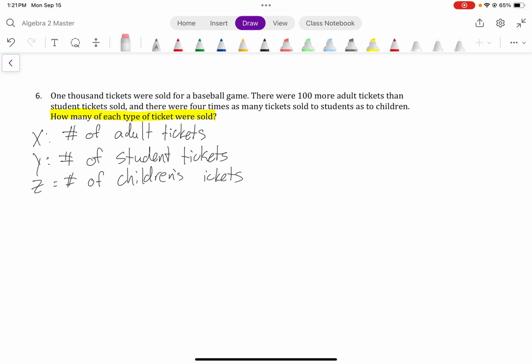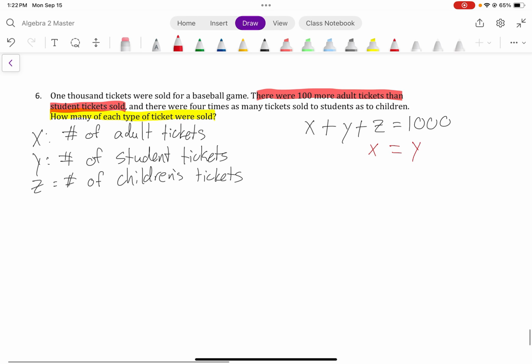All right, so all that I really need that for is to make sure that I get my equation set up correctly and then can label my answer. So right away it told us that we had 1,000 tickets sold. So if I add up all 3 of these amounts, it should equal 1,000. This second sentence right here starts off with there were 100 more adult tickets than student tickets, which means adult tickets is by itself larger. So I'm going to have an X, and it's going to be equal to 100 more than the number of student tickets. So that's the number of student tickets plus 100.